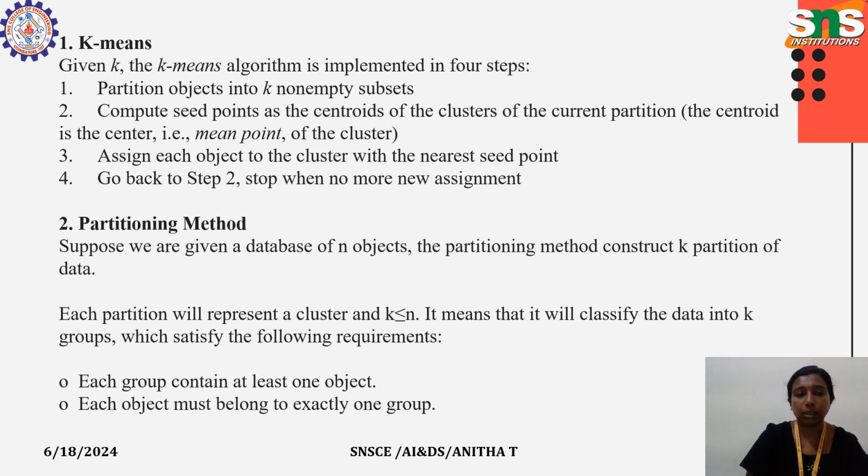Next is the partitioning method. Suppose we are given a database of n objects. The partitioning methods construct k partitions of data. Each partition represents a cluster, and k is less than or equal to n. It means that it will classify the data into k groups which satisfy the following requirements. Each group contains at least one object. Each object must belong to exactly one group.